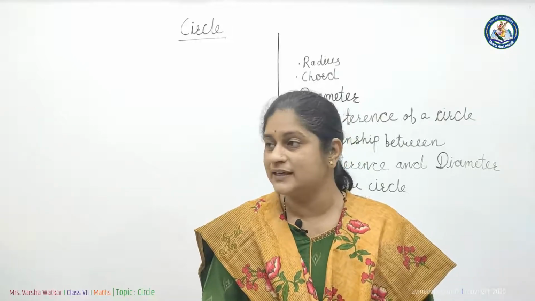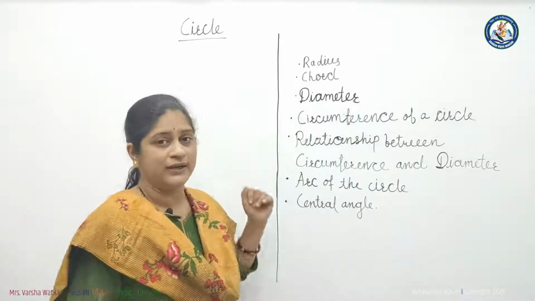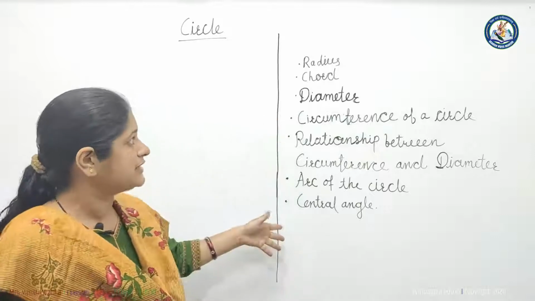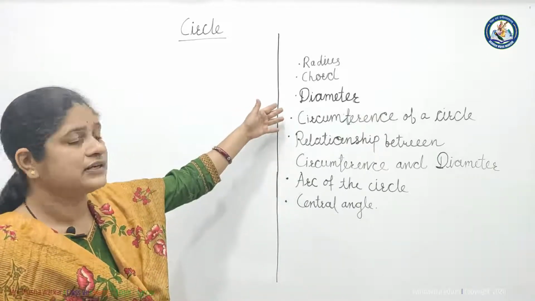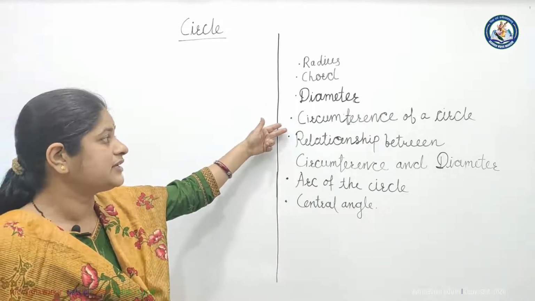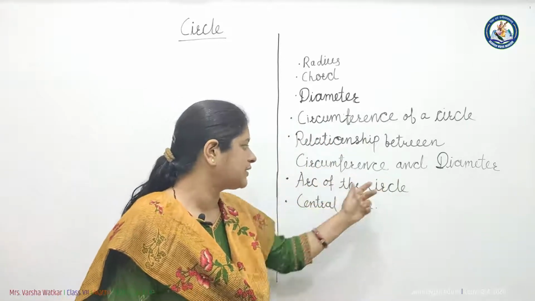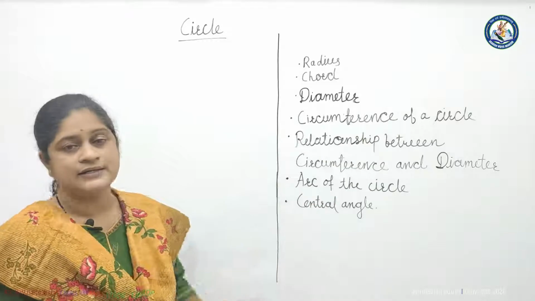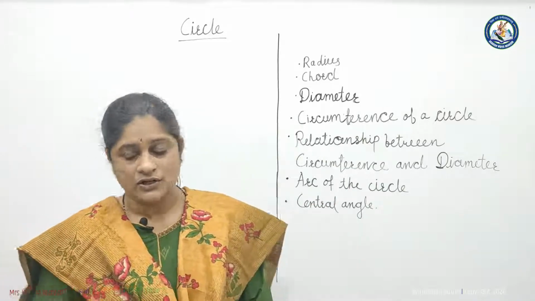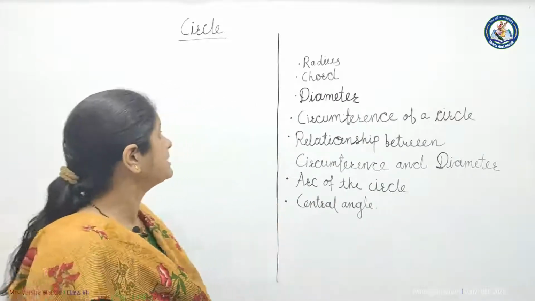Our today's topic is circle. In this topic, we have to discuss these points: radius, chord, diameter, circumference of a circle, relationship between circumference and diameter, arc of the circle and central angle of the circle. So dear students, let's start our topic, circle.